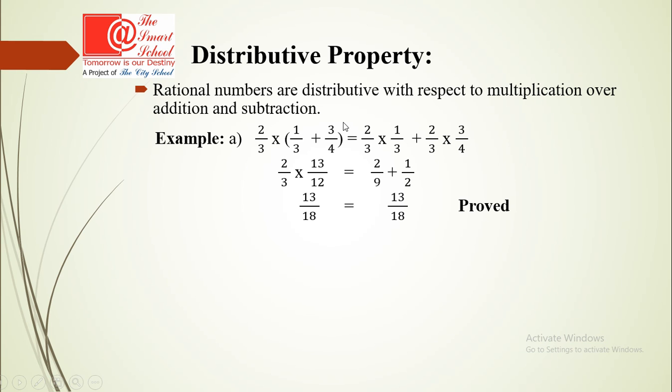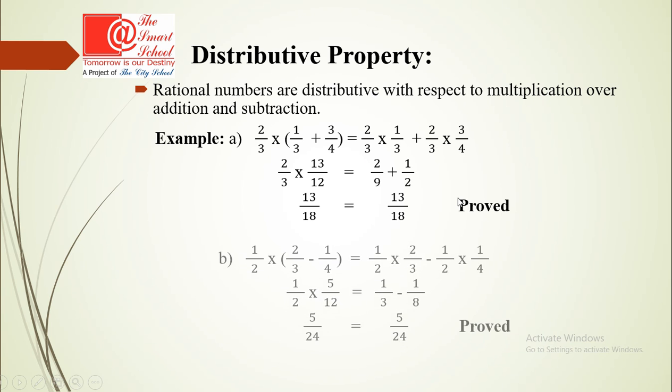Now both the sides have the same answer. It is 13 over 18 equals 13 over 18. So it means it is proved. The distributive property with respect to multiplication over addition is proved.